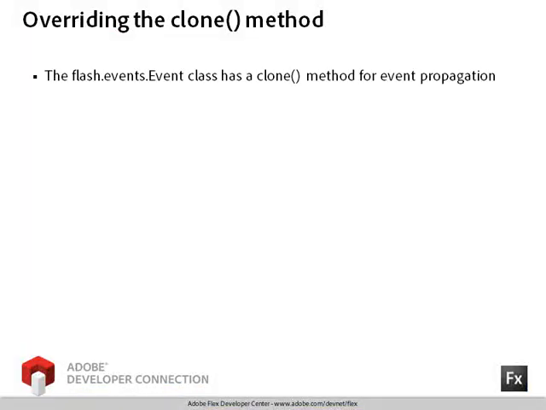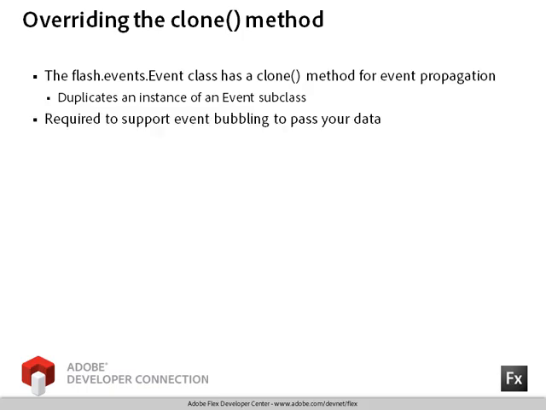The flash.events.event class, which our custom event is extending, has a method called clone that is used in event propagation. In the beginning of day 2, you learned that event propagation includes capturing, targeting, and bubbling phases. What the clone method does is duplicate an instance of the event subclass so that when the event is dispatched and bubbles up through the parent containers, it will automatically duplicate itself and pass along your custom data.